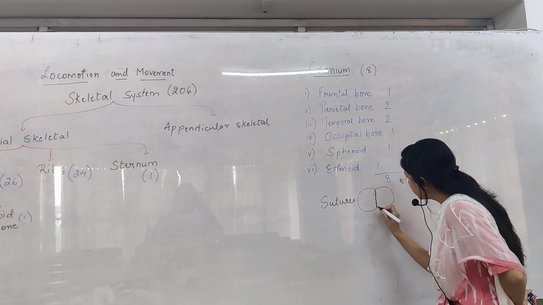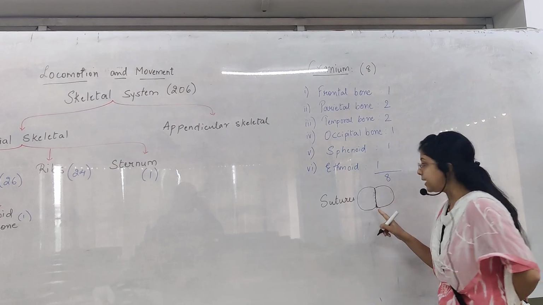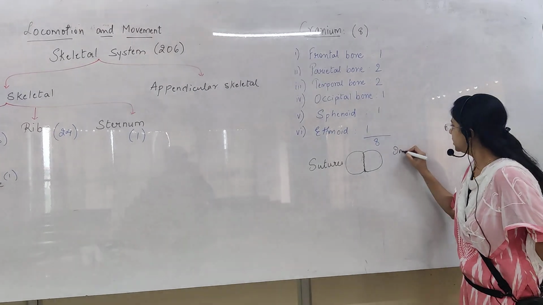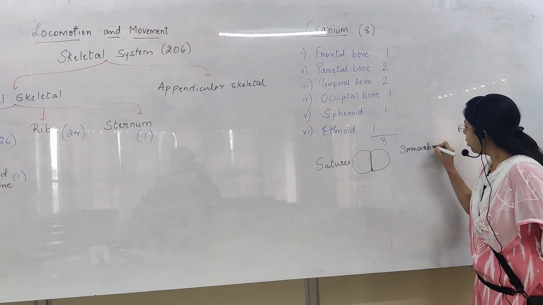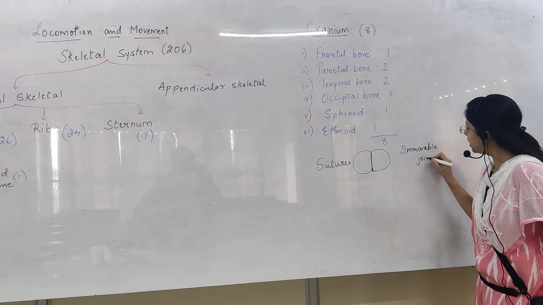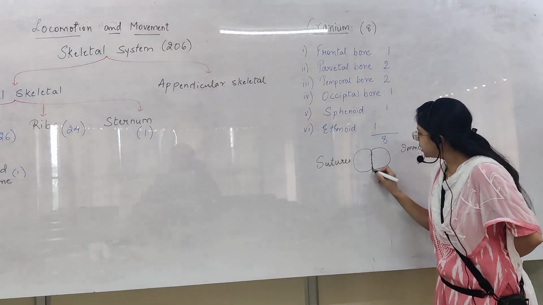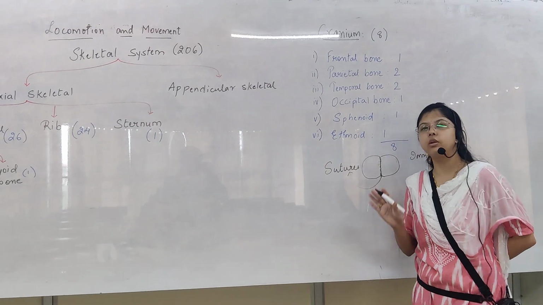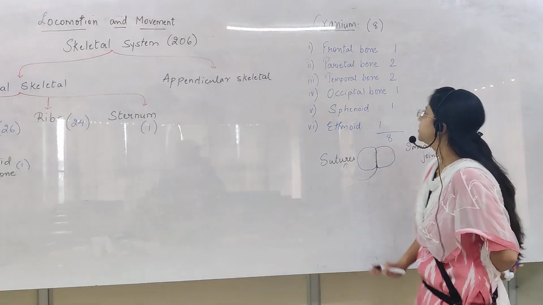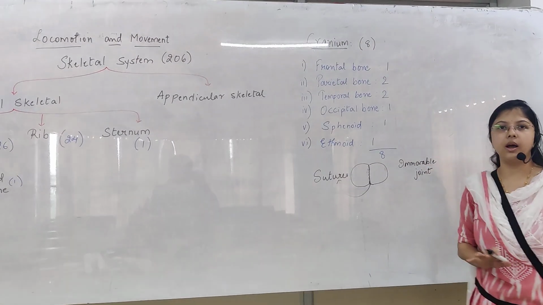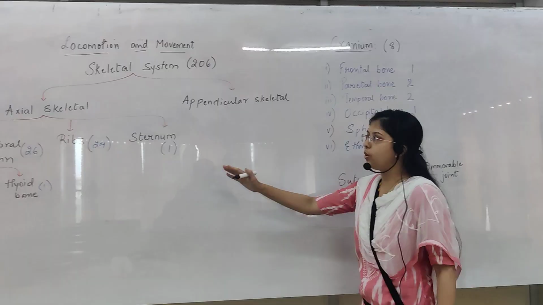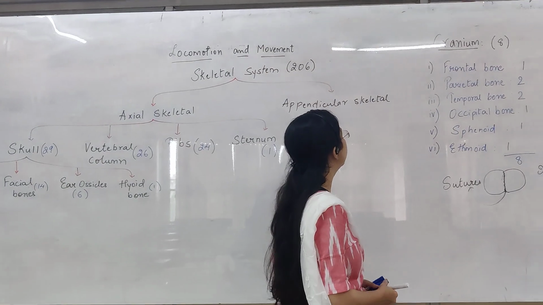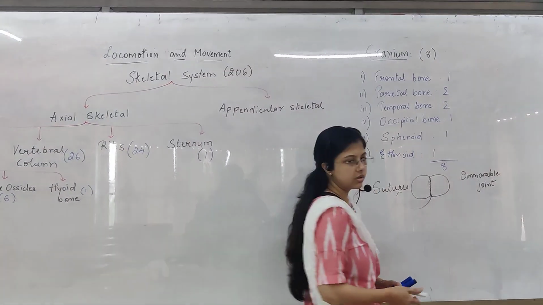The type of joint in the skull cranium is an immovable joint. The bones are connected together with the help of structures called sutures. These sutures do not allow the individual bones of the cranium to move. So this comes up to 8 bones. Then the next bones of the skull are the facial bones. So let us see the number of facial bones.